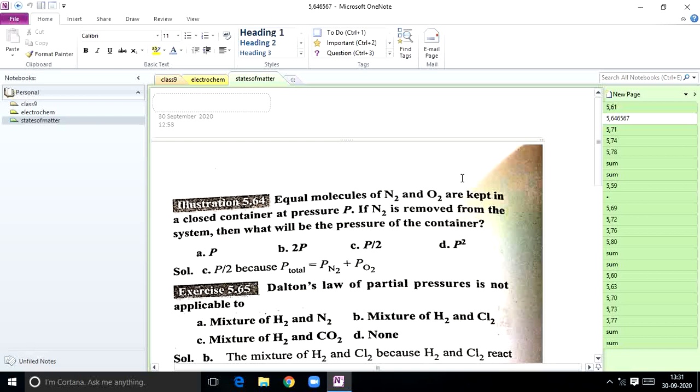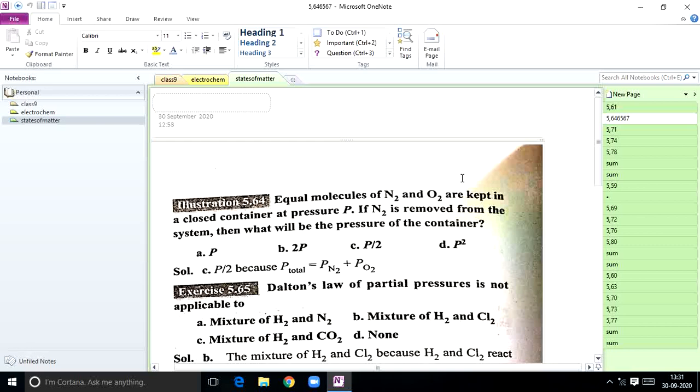Avogadro's law. Equal molecules of nitrogen and oxygen are kept in a closed container at a pressure P. If nitrogen is removed from the system, then what will be the pressure of the container? The actual total pressure is equal to PN2 plus PO2. So if I remove half, that means equal molecules now, if I remove half, pressure also becomes half.